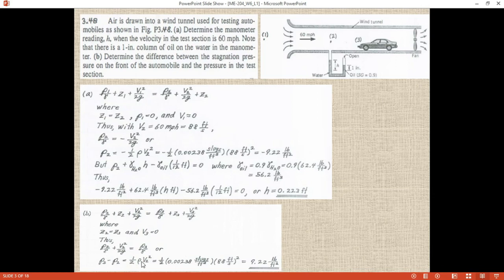P3 minus P2 will be equal to half rho V2 squared. Okay, so the velocity is known, that we calculated already here, and we insert that. Finally P3 minus P2 is equal to 9.22 pounds per feet square. Okay, so this is the solution of this problem.